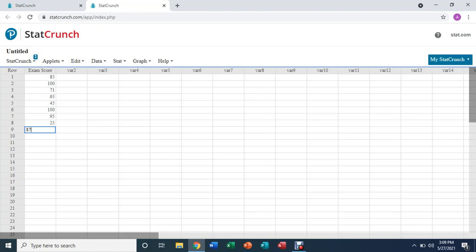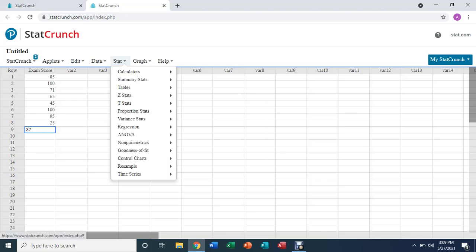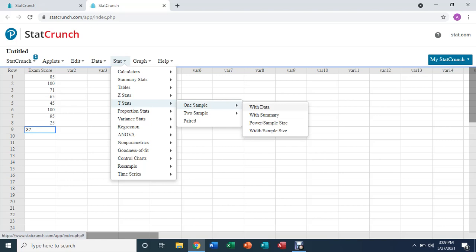So you go to Stat, then T Stats, and you choose One Sample with Data. In this example we have data, and I will also show you how to do it if you are given just the summary, if you are given the mean and standard deviation and all that stuff. So let's first do one sample with data.